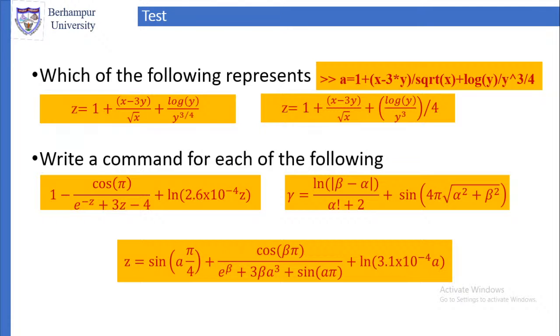This one represents which of the following two formulas? Z is equal to 1 plus x minus 3y by root x plus log y by y to the power 3 by 4, or Z is equal to 1 plus x minus 3y by root x plus log y by y cube whole divided by 4. These are the two formulas given. Which of the formula translates into the above? Okay, so we got two correct answers now.